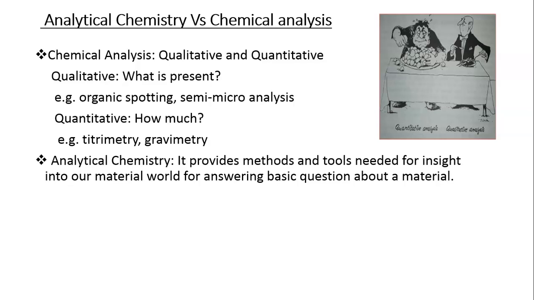Analytical chemistry provides methods and tools needed for insight into our material world, for answering basic questions about a material. That means if you want to do an analysis, which is the best analysis for a particular compound, or if some existing method is available, how can you extend that method for different types of materials? That answer can be given by analytical chemistry. So analytical chemistry is useful. Some examples are listed over here.